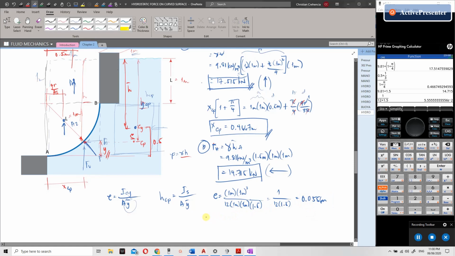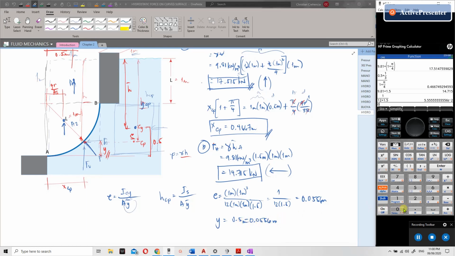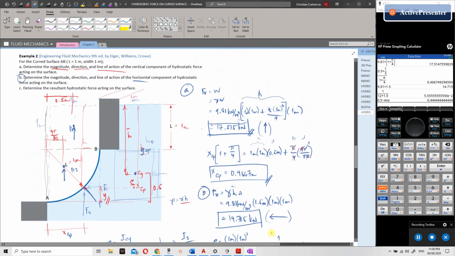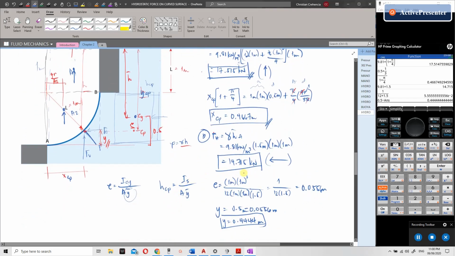So yung hinahanap natin na y, distance y, is equal to 0.5 minus 0.0556. Okay. So buuin ko na lang yung sagot. Okay. So distance y is 0.4444. Okay. So nakuha na natin yung magnitude, direction, and yung line of action.